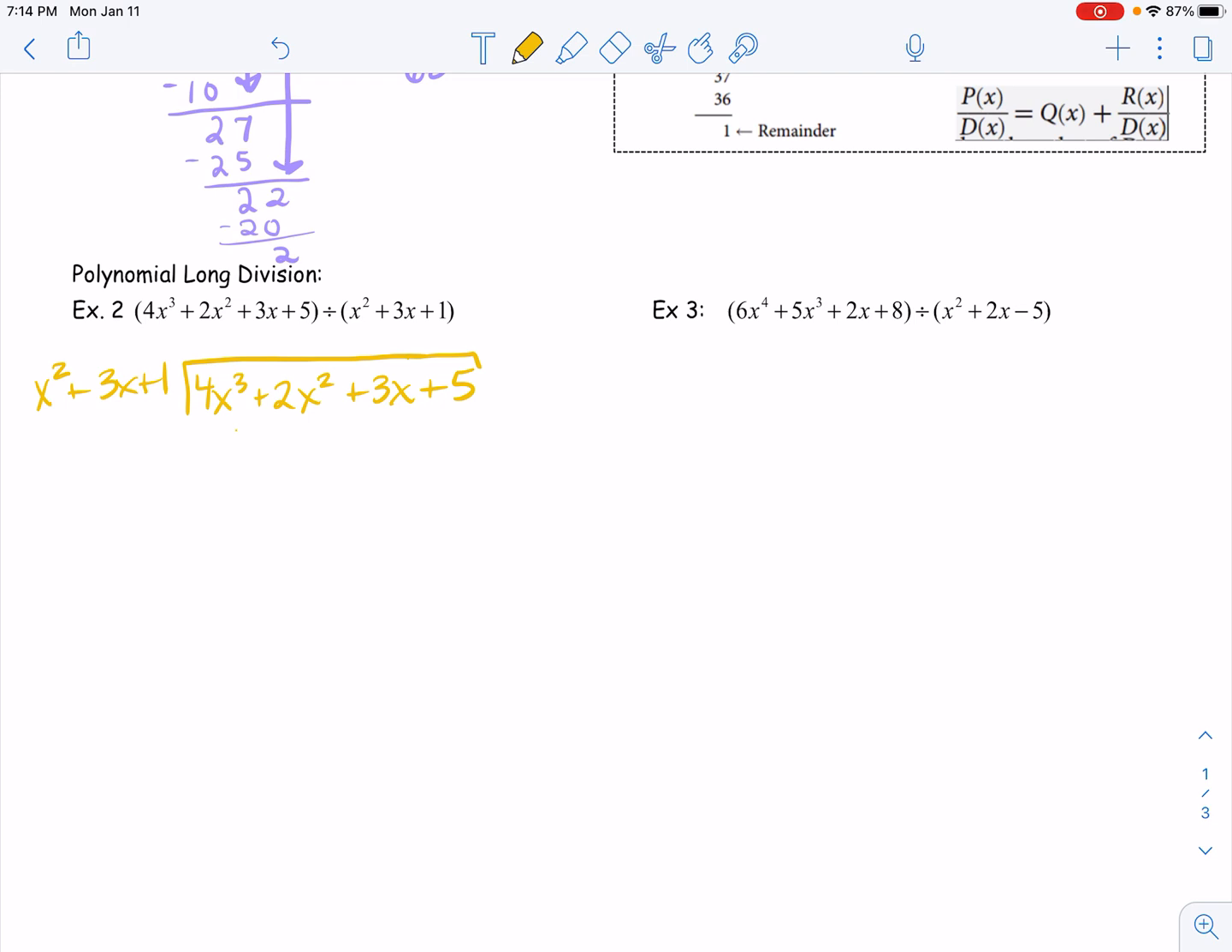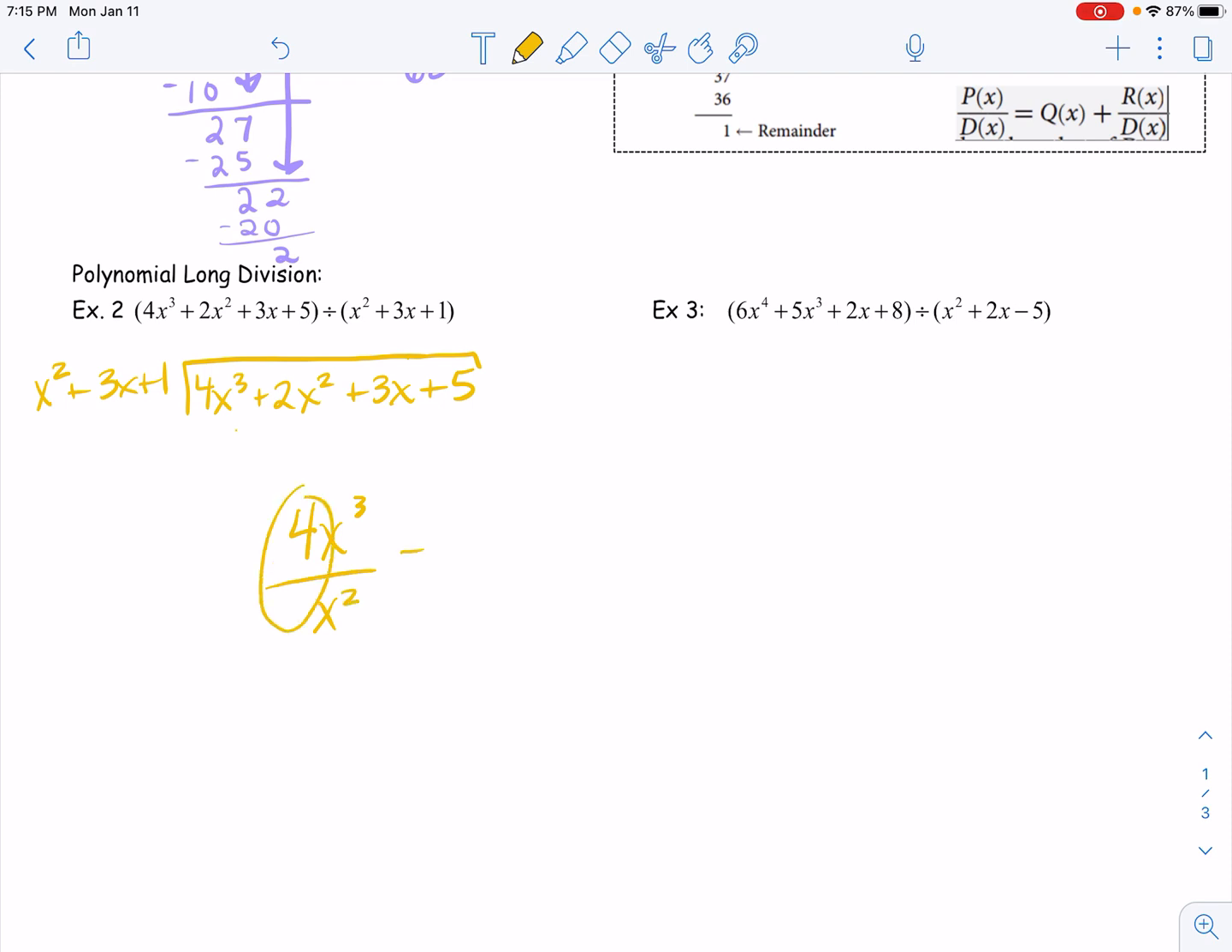We don't need to do it for this particular problem, but we may need to do it in the future. So here we go. Just like numbers, we take the first term of the divisor and see how many times it goes into the dividend. So all I'm worried about right here is taking x squared and dividing it into 4x cubed. Well, how many times, quote unquote, does x squared go into 4x cubed? Or thinking about it as 4x cubed divided by x squared.